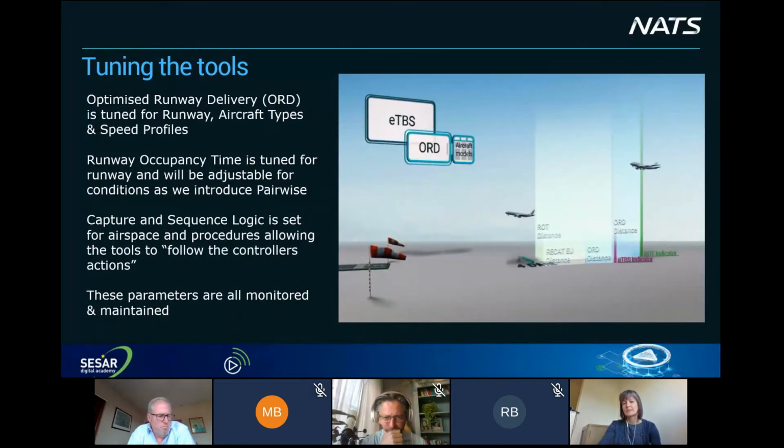The parameters are monitored in service and maintained to meet both safety and efficiency requirements, because obviously things may change, and also having in-service monitoring helps us understand how well the system is performing.